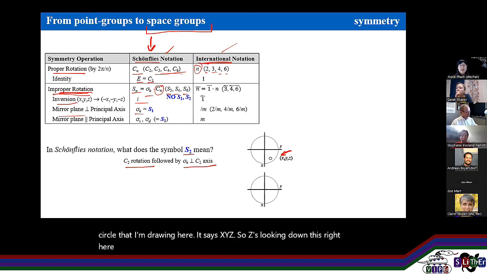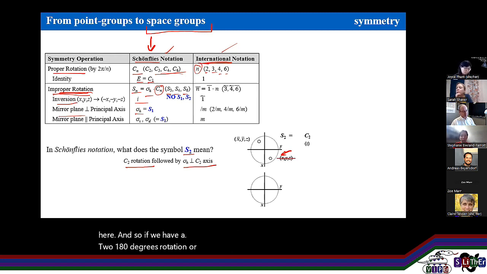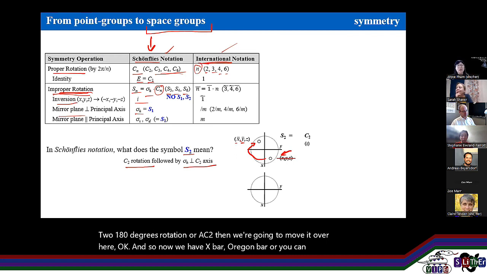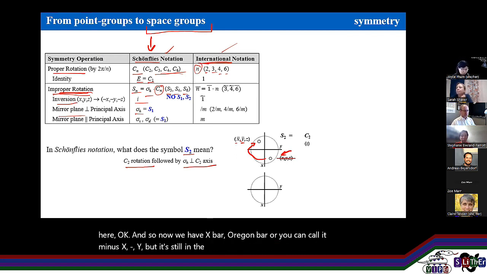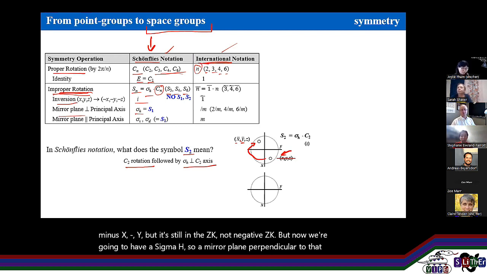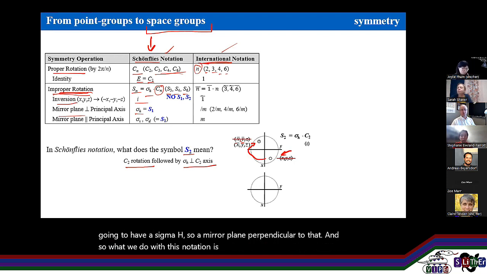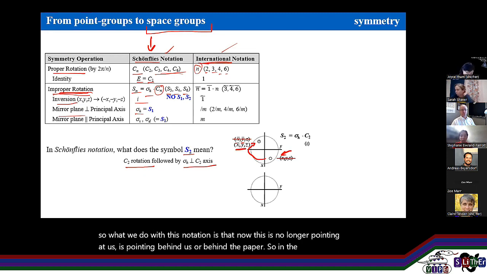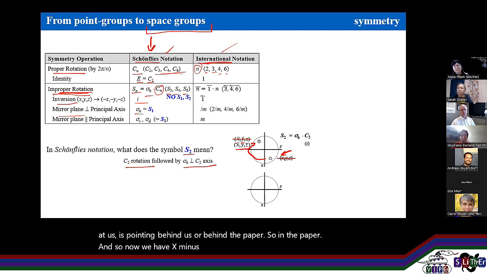And so if we have a 180 degrees rotation, or a C2, then we're going to move it over here. Now we have X bar, Y bar, or you can call it minus X minus Y, but it's still in Z, not negative Z. But now we're going to have a sigma h, so a mirror plane perpendicular to that. With this notation, now this is no longer pointing at us, it's pointing behind the paper, into the paper. And so now we have X minus, Y minus, Z minus.